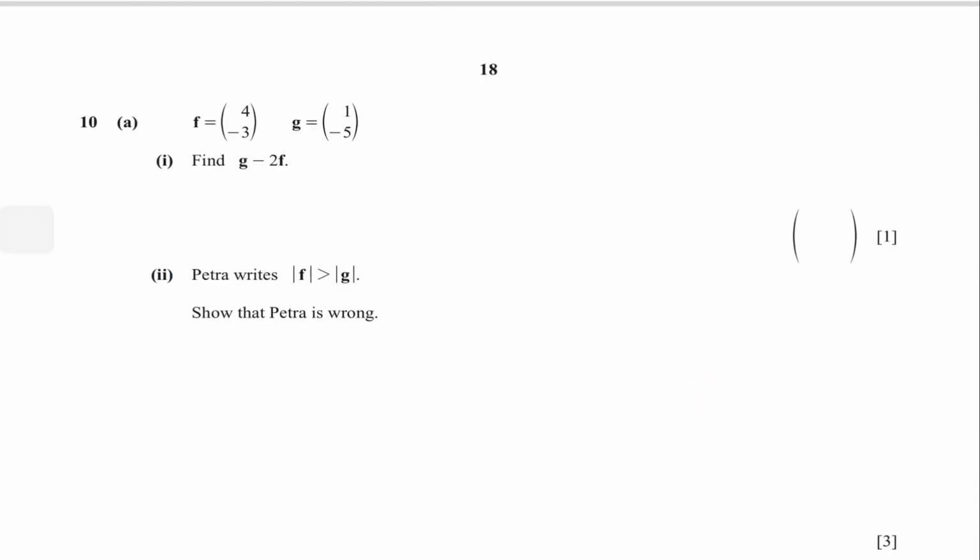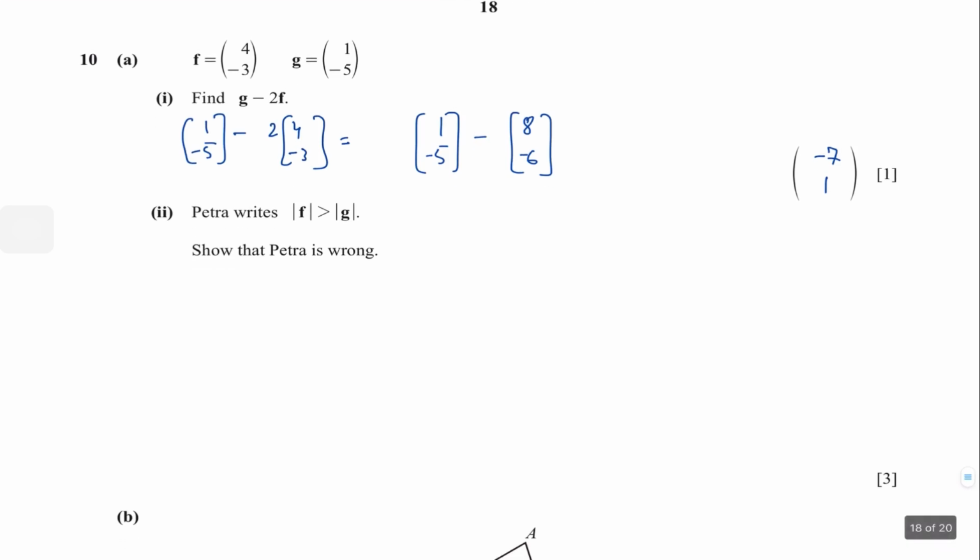Okay, so in question number 10, the first part we have to find g minus 2f. So this means that 1, negative 5 minus twice of 4 and minus 3. So this will become 1, minus 5, and multiplying both the values by 2 will give us 8 and minus 6. So 1 minus 8 is going to be minus 7, and minus 5 minus minus 6 is going to turn into positive 1.